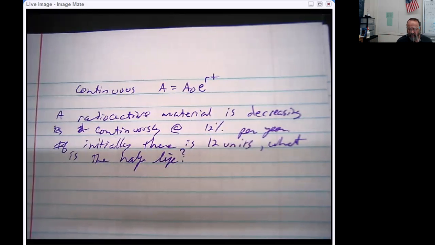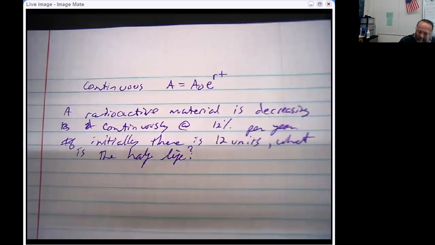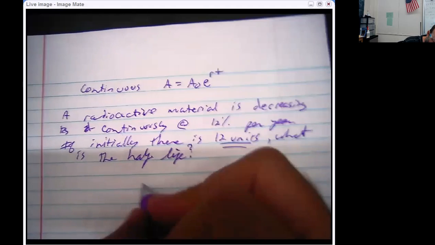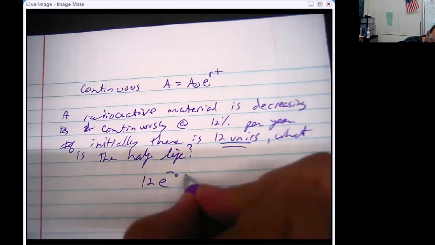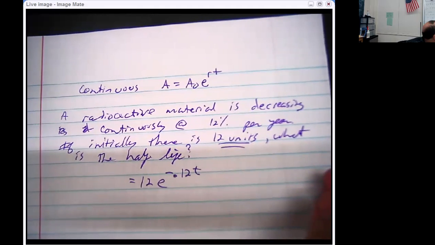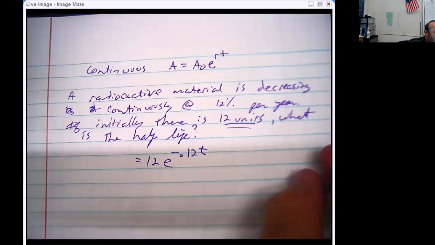So if you used to have, say, 12, then what's the half-life going to be? It's how much time it takes for 12 to become 6, and then how long it takes 6 to become 3, and then 3 to become 1.5, etc. So here's how we're going to do it. It says we have 12 units. It says it's decaying at 12% per year, correct? And what do I want to know? When is the thing going to be all the way down to 6?